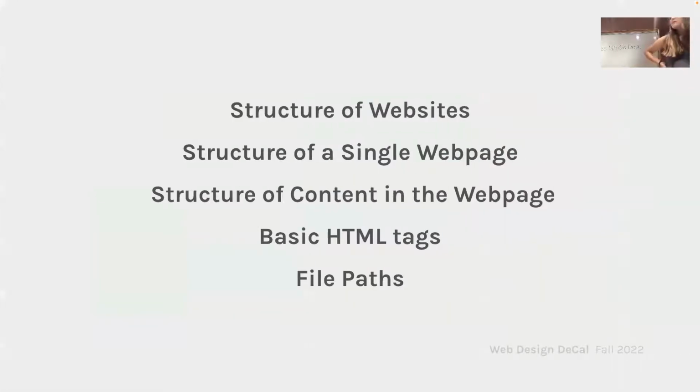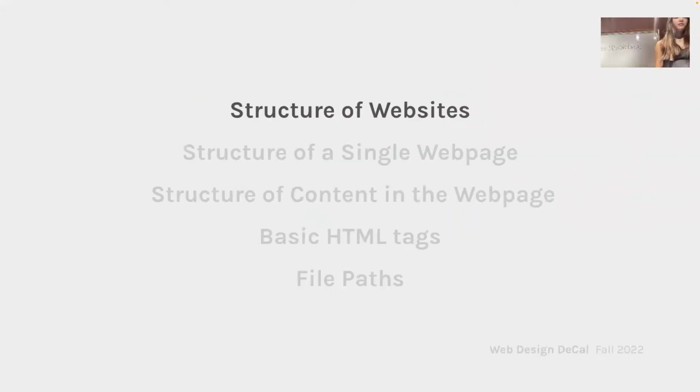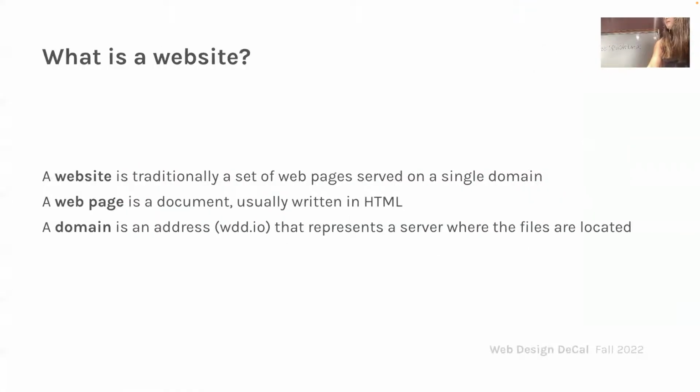Yeah, this lecture will cover 5 main topics, and we'll start off by going over the structure of websites themselves. So first, let's define what a website actually is. We can divide it up into 3 parts. The first one being a website, of course, which is traditionally a set of web pages that is served on a single domain. And we can go into what a domain looks like in the next few slides.